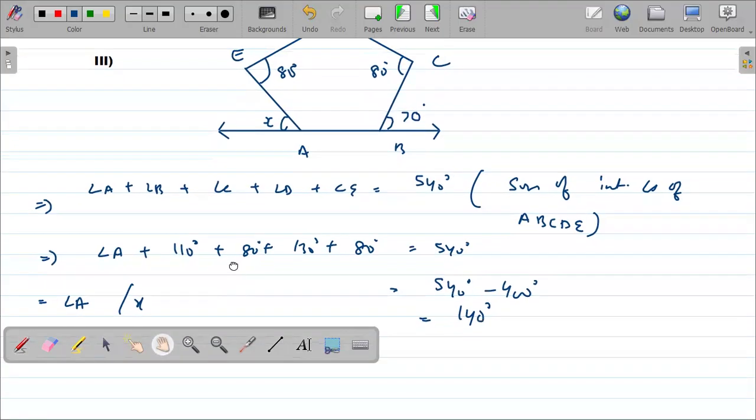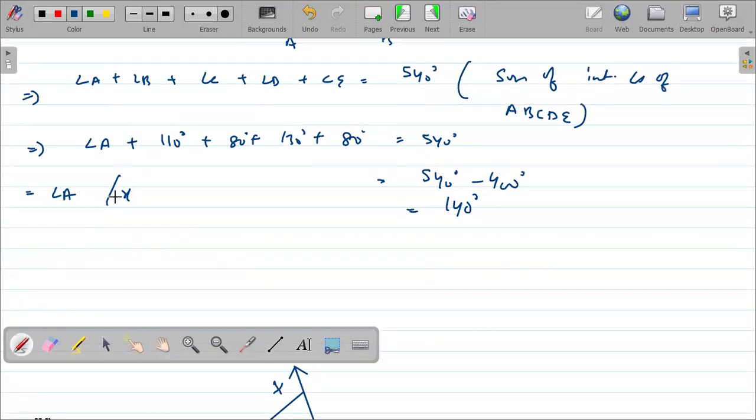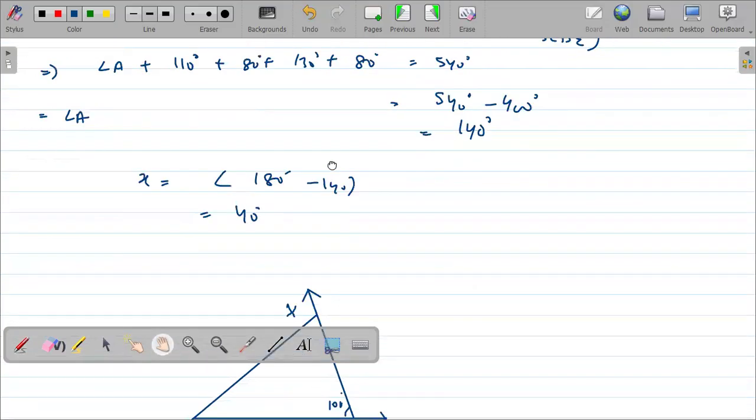Don't assume angle A as X for the time being. First angle A, then we will find out X. X would be what? X would be 180 degree minus 140 degree. That is 40 degree. So X would be equal to 40 degree. Let's move further. Fourth part.